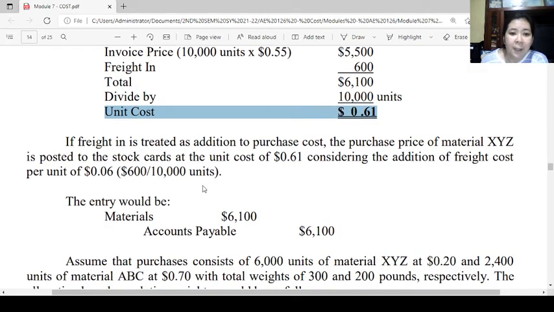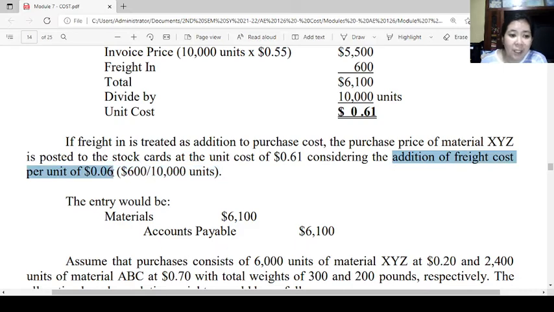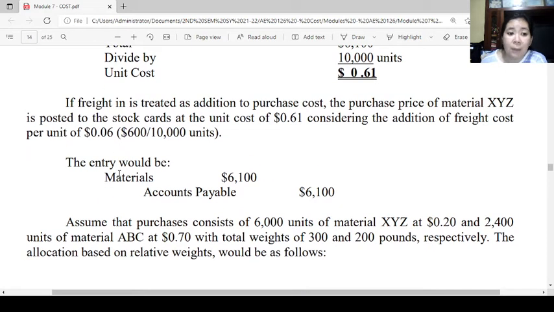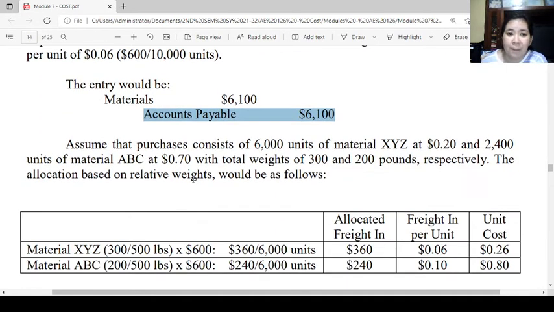Okay, so here, there is an addition of freight cost of 0.06, or that's 600 freight in divided by 10,000 units. So to account for this transaction, the entry will be to debit materials 6,100, credit to accounts payable 6,100.